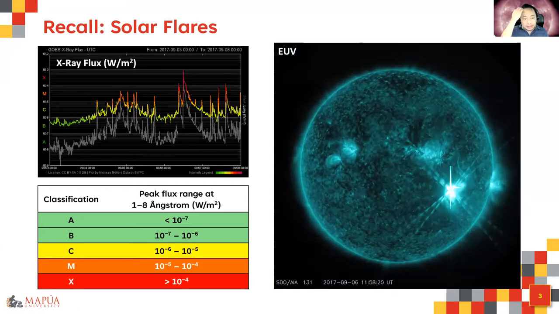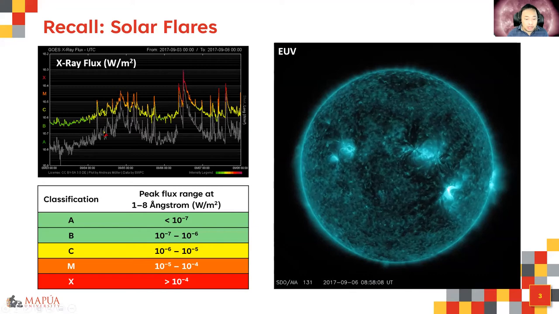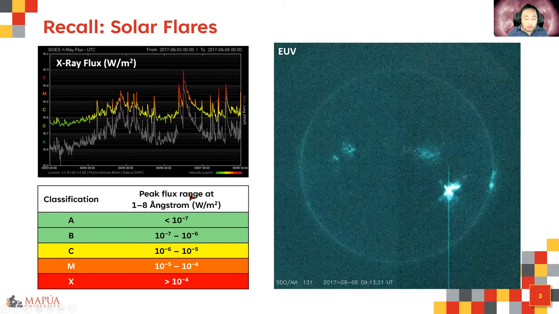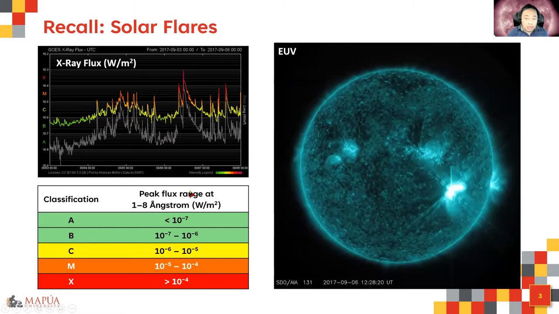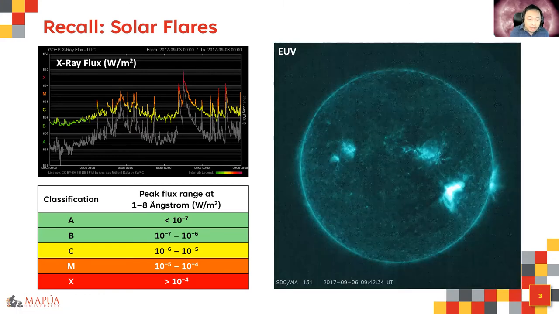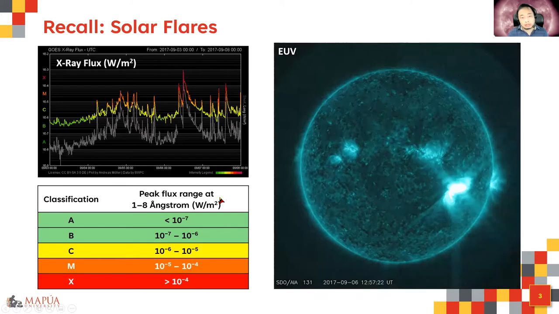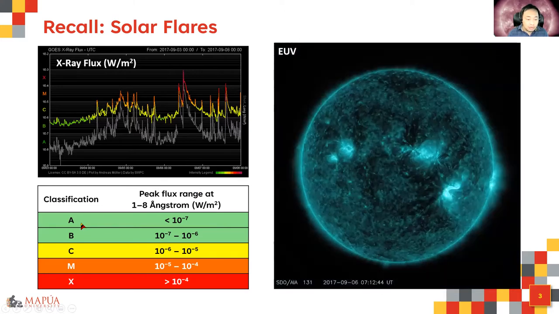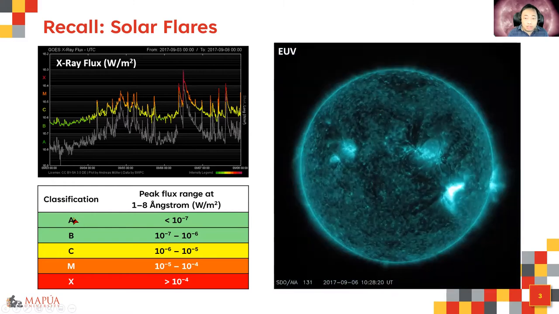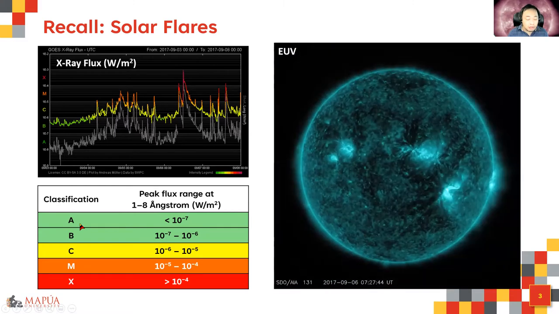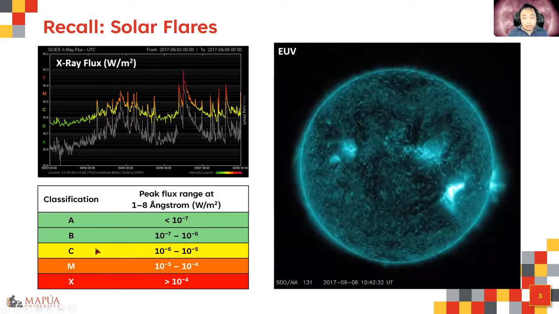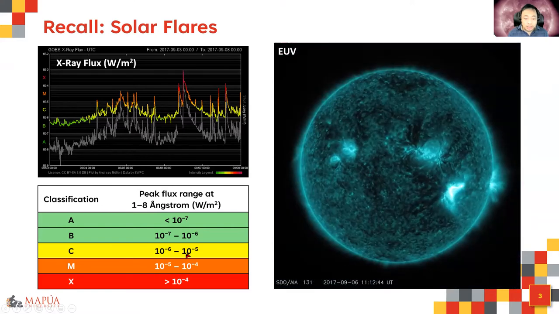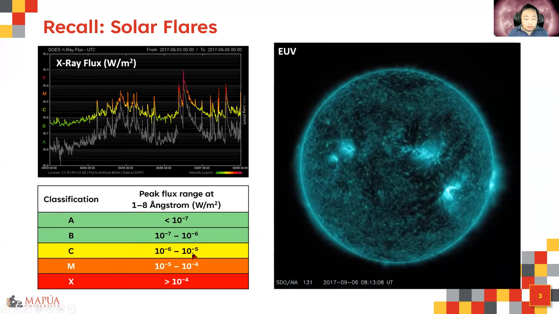Okay, if the X-ray flux is below 10 to the negative 6 watts per square meter within the range of 1 to 8 angstrom, so that's the X-ray wavelength, then that is a background type of solar flare. So that's a very, very low value of X-ray flux. And the classes are called A and B. C is for the active flare. The range is 10 to the negative 6 to 10 to the negative 5.